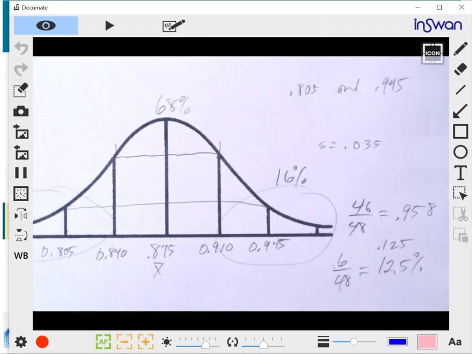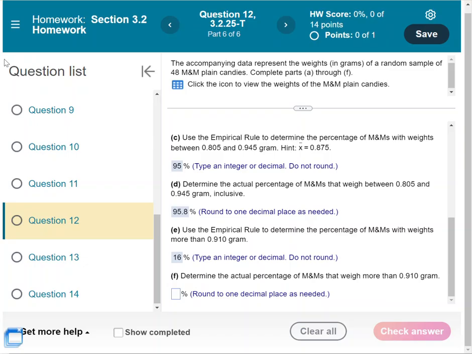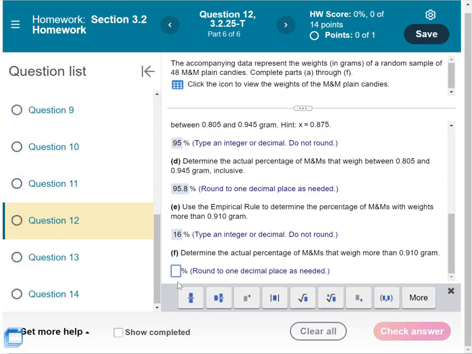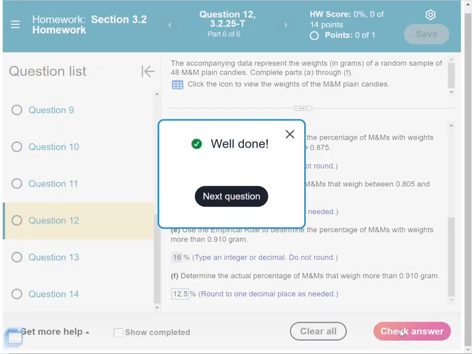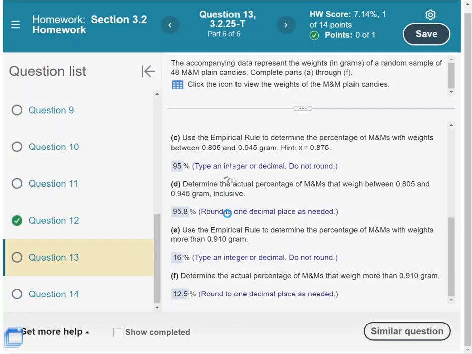All right, so that should be it. Let's go ahead and plug that in. 12.5. So you'll notice with this one up here, we were pretty close. With this one here, we're a little bit small, but still not outside of reason when you consider the variability when you look at samples. So let's go ahead and check our answer. And I think that's it for this video.